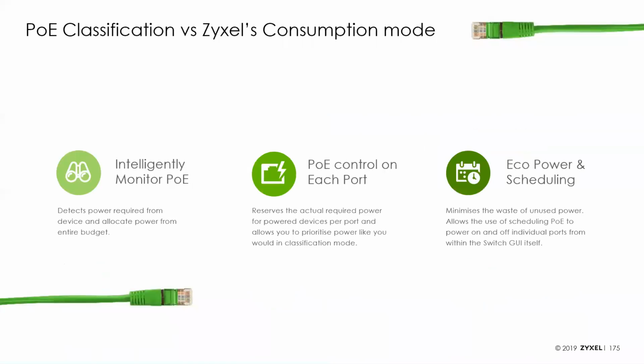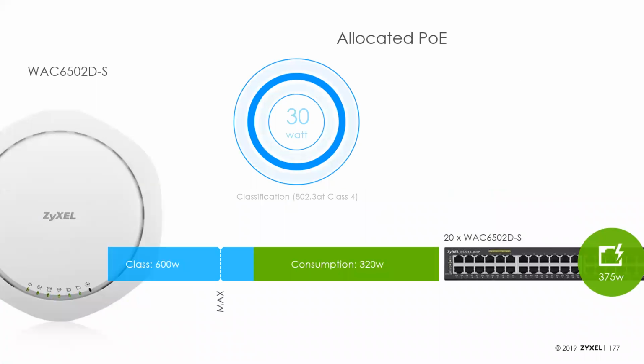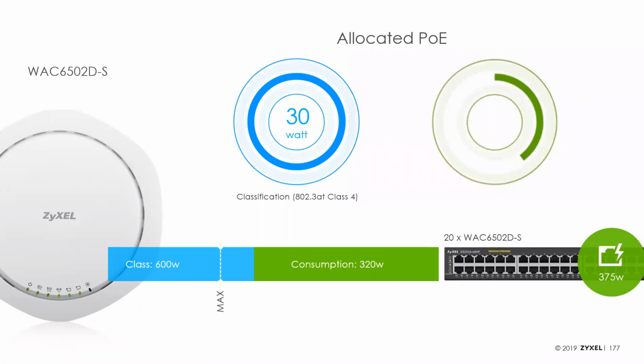So when it comes to PoE, we offer what we call consumption mode. We can intelligently monitor the PoE draw of each individual device. And then instead of allocating PoE based on the 802.3 classification, we can do it based on just what's realistically required for the device itself. So by doing that, you can put a lot more devices onto the same PoE switch. So basically put more devices per your PoE budget.